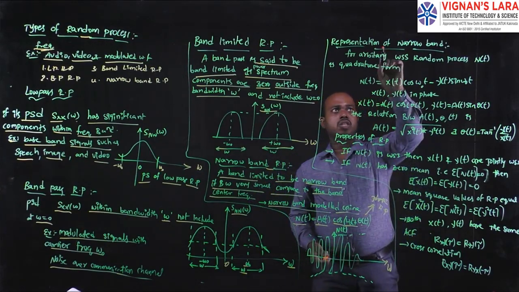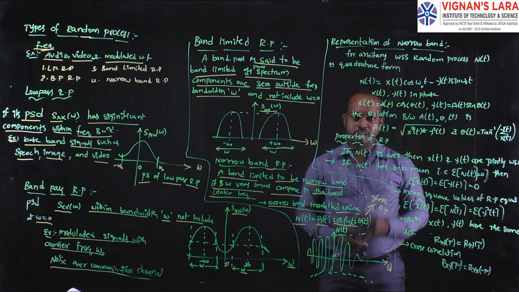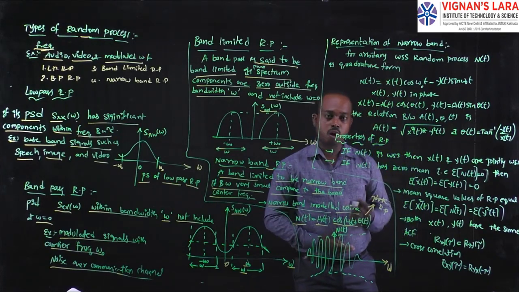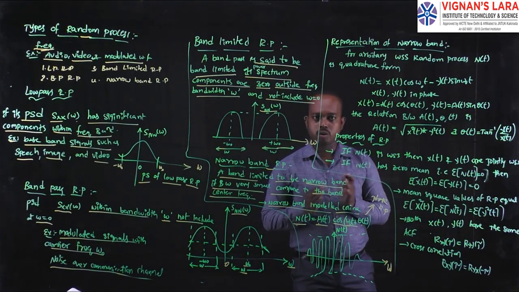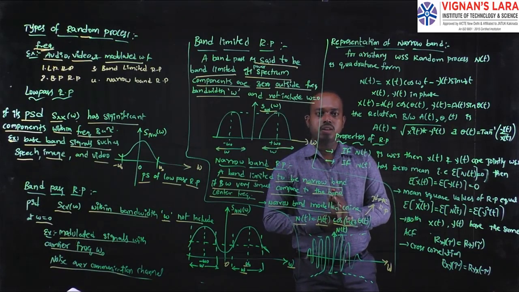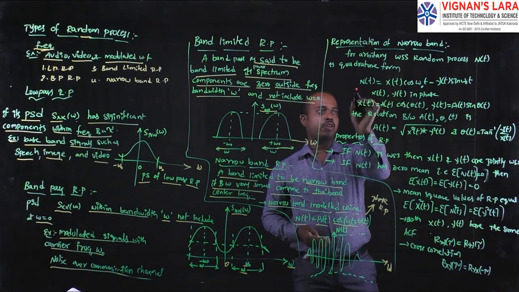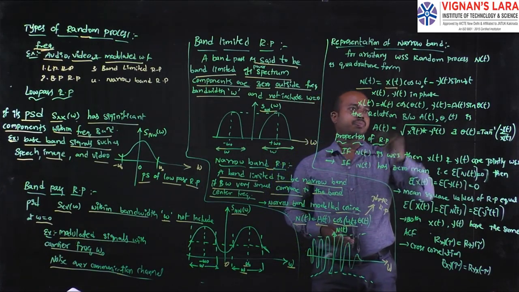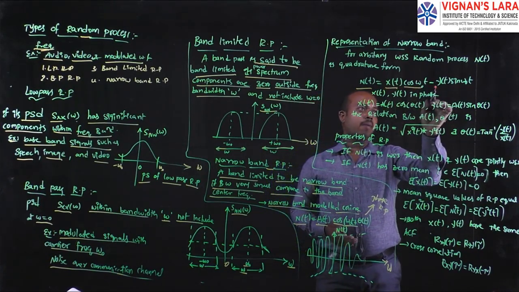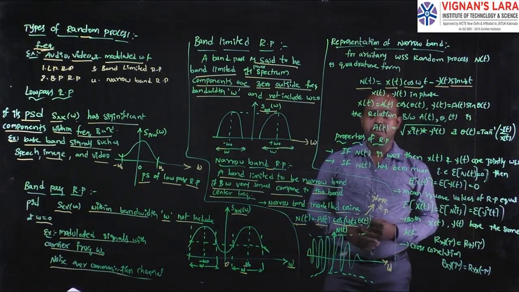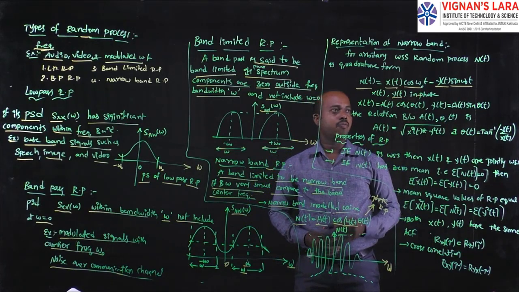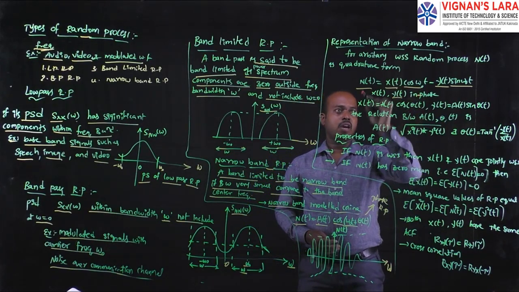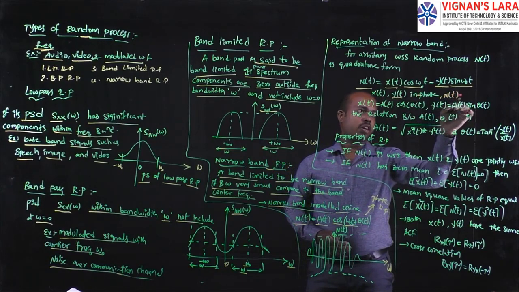For the representation of a narrow band, we take the general equation for arbitrary signals, and then represent the narrow band signal as a function of cosine and sine functions. That is, n of t is equal to x of t cos of omega naught t minus y of t sine of omega naught t. In that, x of t is in phase and y of t is quadrature phase.